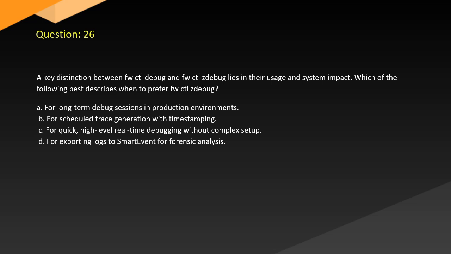Question 26. A key distinction between the debug tools lies in their usage and system impact. Which of the following best describes when to use it? A. For long-term debug sessions in production environments. B. For scheduled trace generation with time stamping. C. For quick high-level real-time debugging without complex setup. D. For exporting logs to SmartEvent for forensic analysis.